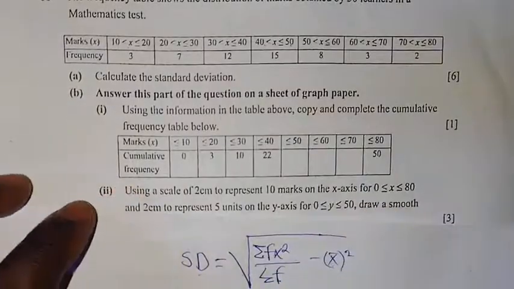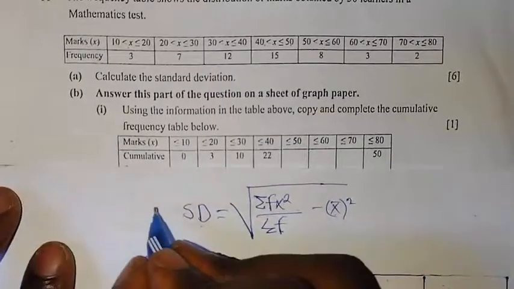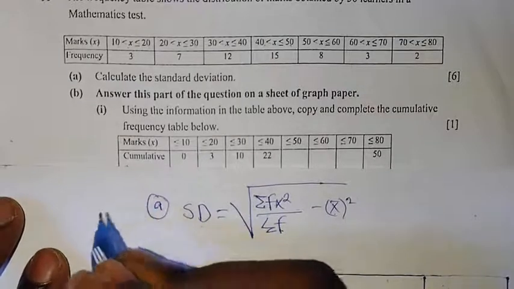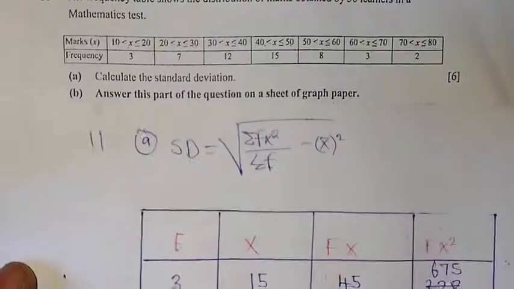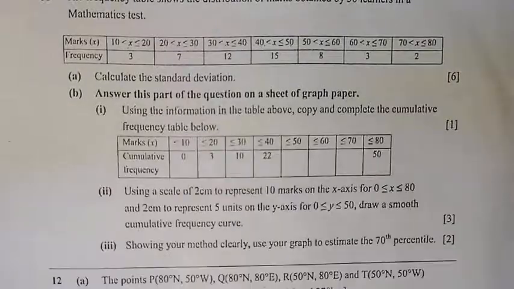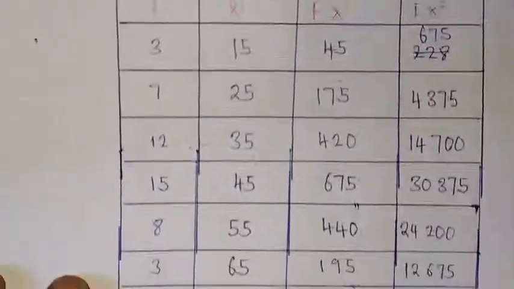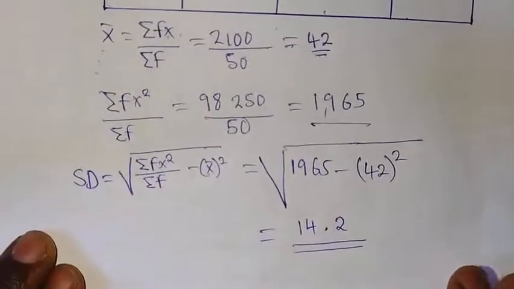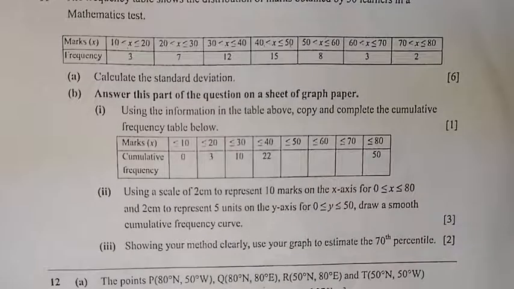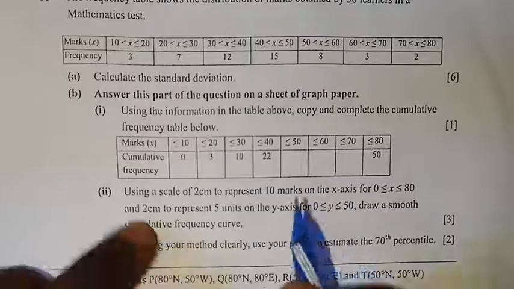So on your answer sheet there, you need to indicate that what you have answered is question A under question 11. So this is our answer for standard deviation, and you'll be able to get all the 6 marks. Okay, so let us now answer our second question.